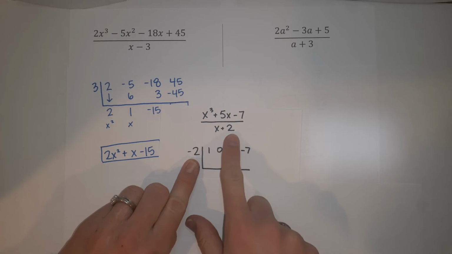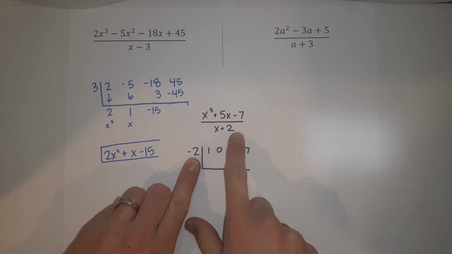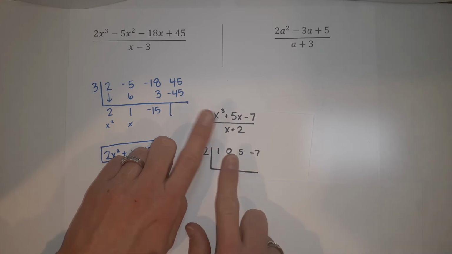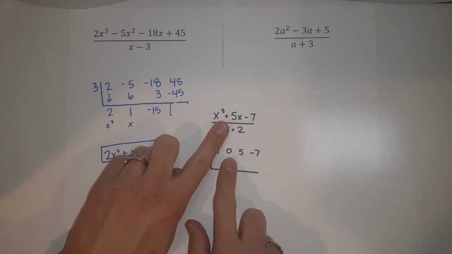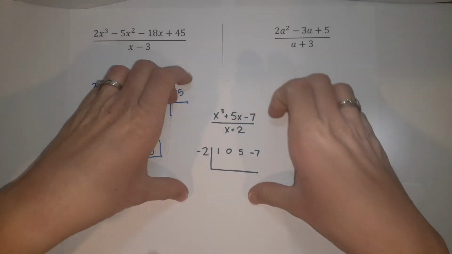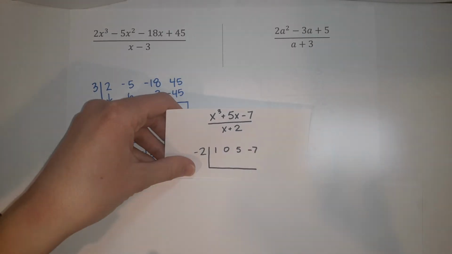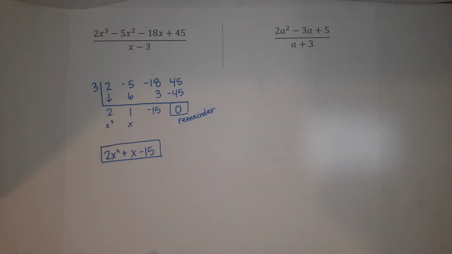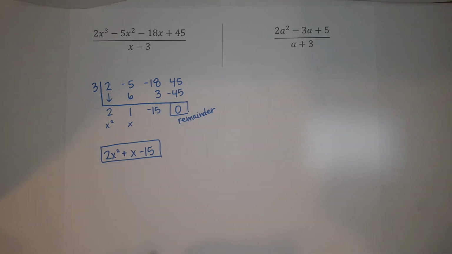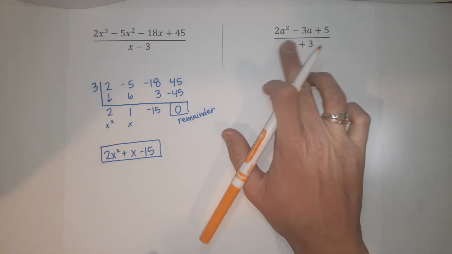So I've got my -2 here from the x plus 2. You switch the sign. Then I've got the 1 here. There's no x squareds, but we need a placeholder, so I put a 0, then the 5, then the -7. So make sure if there's one missing that you account for it. All right, now let's do this one. This one's going to have a remainder, spoiler alert.